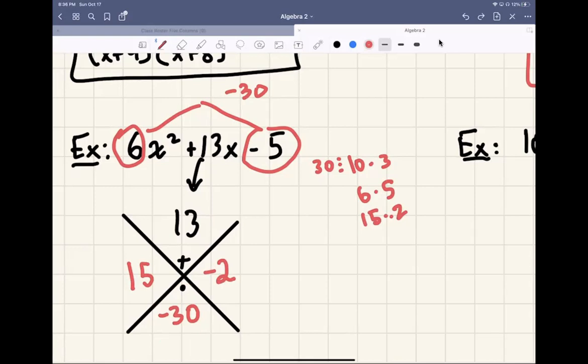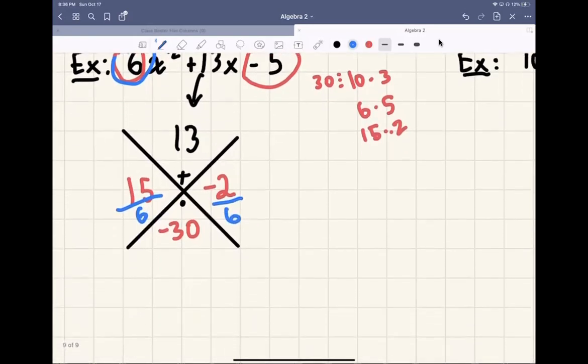But there's one more step. We're now going to have to write this line and divide by this 6. Divide by 6, divide by 6. And now you're going to have to simplify the fraction a little bit. Negative 2 over 6 is the same thing as negative 1 over 3 because you divide the top and bottom by 2. Negative 2 divided by 2 is negative 1, and 6 divided by 2 is 3. Same thing on the other one, divide the top and bottom by 3. 15 divided by 3 is 5, and 6 divided by 3 is 2.